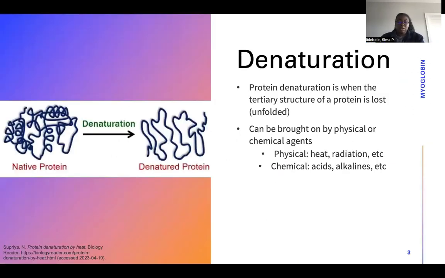Next, let's talk about denaturation. Protein denaturation is when the tertiary structure of a protein is lost. This is otherwise known as protein unfolding. Protein denaturation can be brought on by physical or chemical agents. Examples of physical agents would be heat or radiation, and examples of chemical agents could be acids, alkalines, etc.